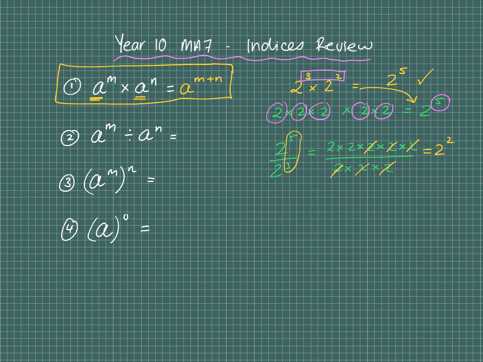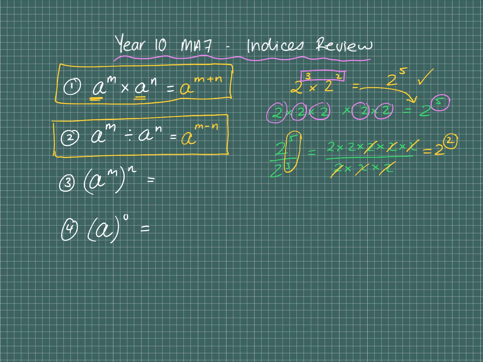Likewise, 5 and 3 we're dividing, and you've got 2 as the answer. What's the rule tell us to do? Well, the only way we can make 2 is by saying 5 subtract 3, which means when the bases are the same and we're dividing, we subtract the powers from each other. Okay, that was the second rule.